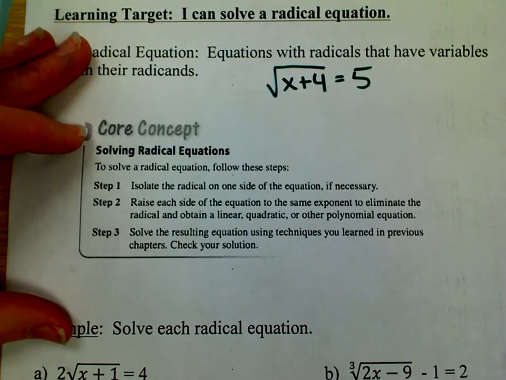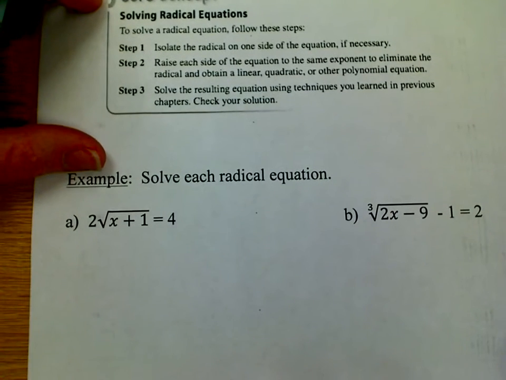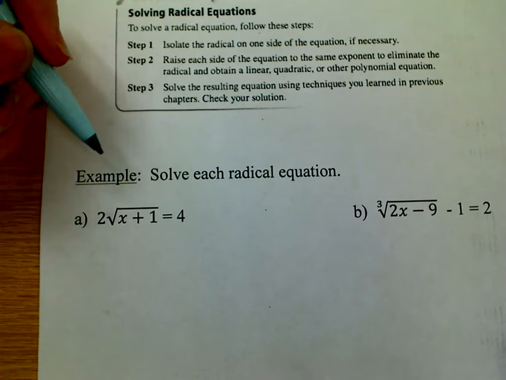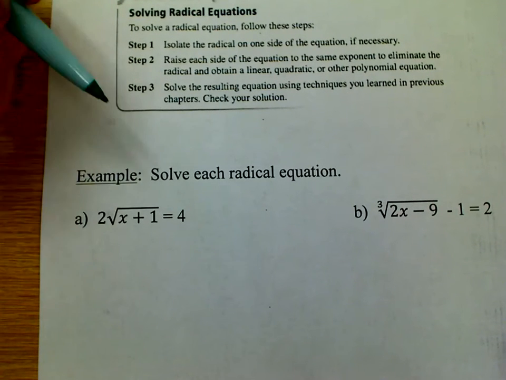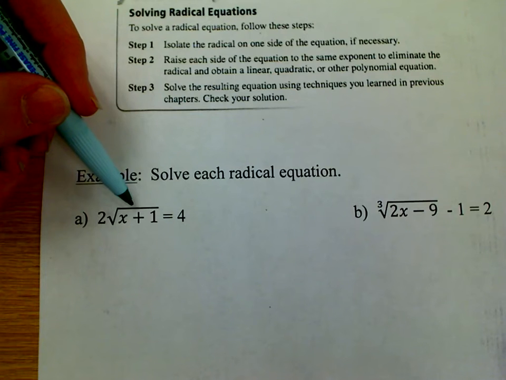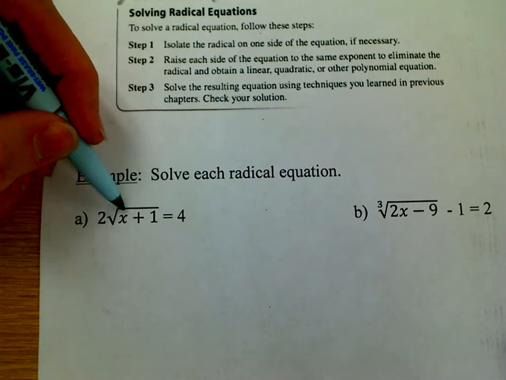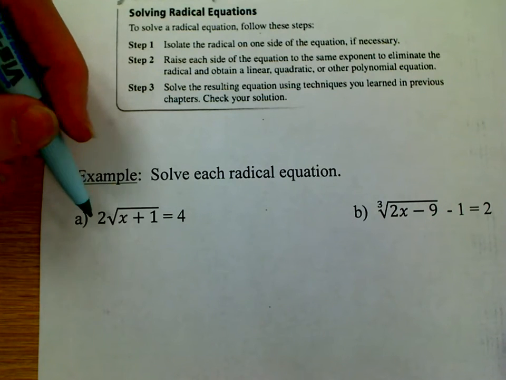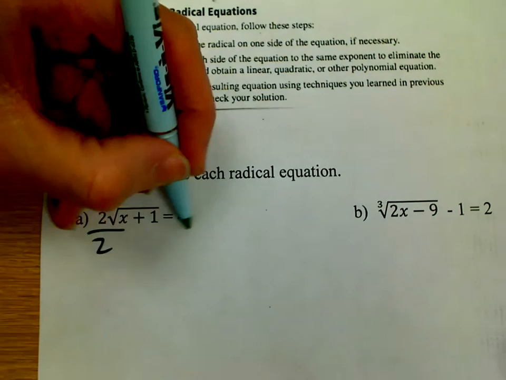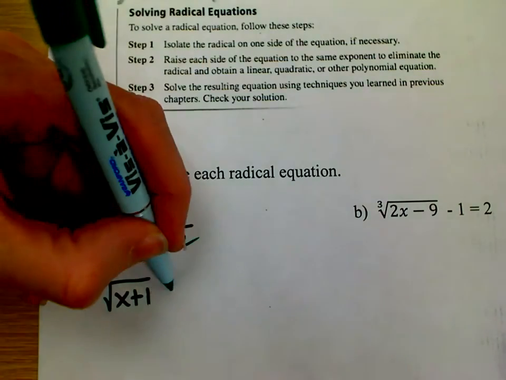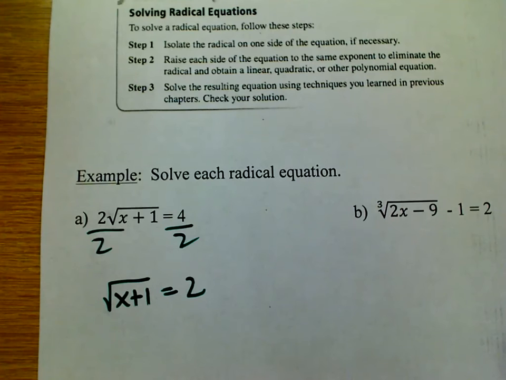If we look at the examples down here, the first example is 2 times the square root of x plus 1 equals 4. We need to isolate the radical. In other words, anything that's not part of the radical term, we need to undo. 2 times the square root of this. The 2 is not underneath the radical. I need to actually undo the 2 first by dividing. That will leave me with the square root of x plus 1 equal to 2.